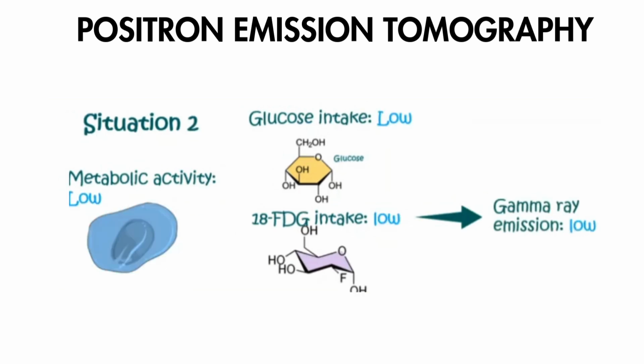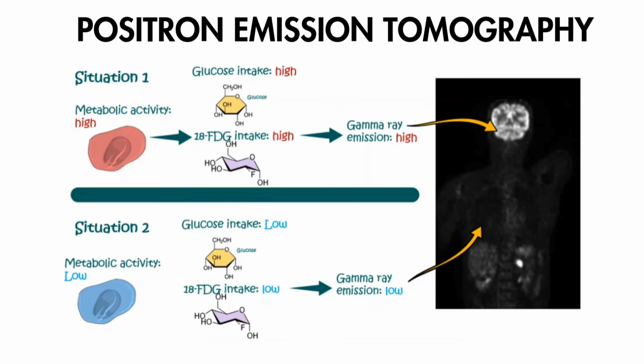Situation 2: when the metabolic activity is low. As the metabolic activity is very low, the intake of FDG into the cell is going to be very low. This particular intake will lead to a lesser amount of glucose and a lesser amount of emission of gamma rays. By this, we can understand that the emission of gamma rays depends upon the metabolic activity. A region with higher metabolic activity will have a higher emission of gamma rays, and a region with lower metabolic activity will have a lower emission of gamma rays.